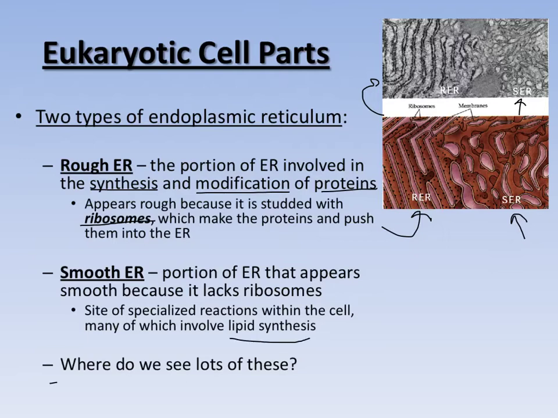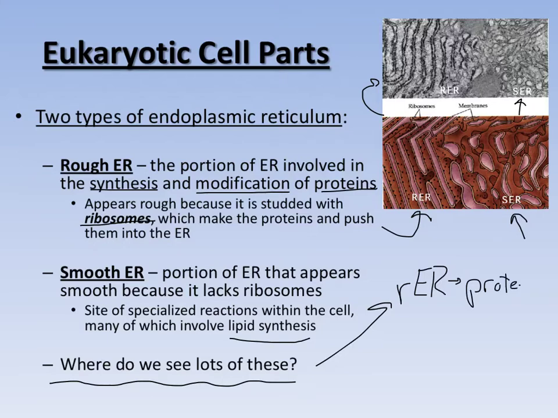Now, this is where structure and function can really start to tie together. What we know, based on these things, is that the rough ER, which makes proteins, is going to be in cells that make a lot of proteins. This would include digestive cells that would release your digestive enzymes. This would include the pancreas, which releases a lot of proteins, or things like that. The smooth ER is going to be found places where we make a lot of lipids.